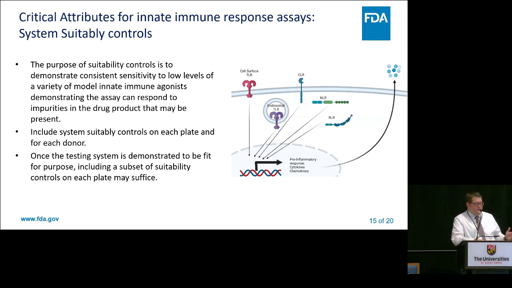However, once the testing system is demonstrated to be fit for purpose through developmental data, you may only need a subset. So instead of using all the TLRs, as the previous talk by Noel was showing, you may be able to select a surface, an endosomal, and a cytoplasmic to be included on every single plate. We just ask that you justify that selection in your submission.